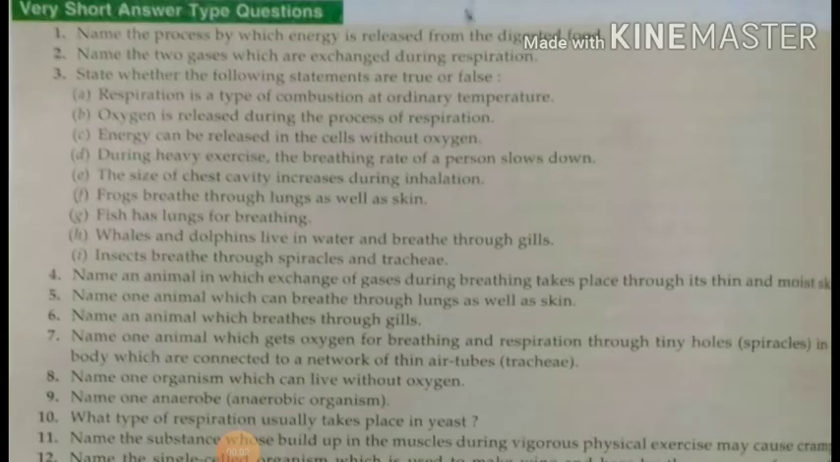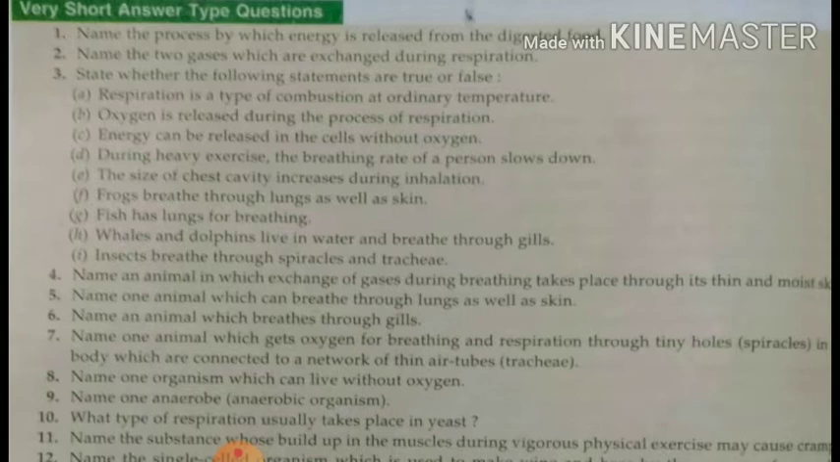Children, let's get started. Now we will discuss the very short answer type questions. Question number 1 is, name the process by which energy is released from the digested food. The right answer is respiration. Then question number 2, name the two gases which are exchanged during respiration. Answer is oxygen and carbon dioxide.